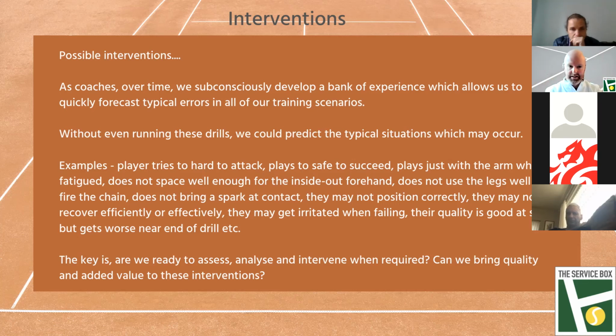So for example, are they trying too hard or playing too safe? That's a common thing in all of these drills. Do they start to play with just their arm? Do they stop using their legs? Do they space themselves accordingly for the inside out, or do they stay square to the net and just nudge it inside out? Do they have the appropriate racket rhythm when they're hitting the ball, or are they constant with their rhythm because they're getting tight or physically fatigued? Are they positioning correctly? Are they recovering correctly? Are they starting to get irritable? You know, you're looking for those. Again, the bumper bowling. So you're looking for it.